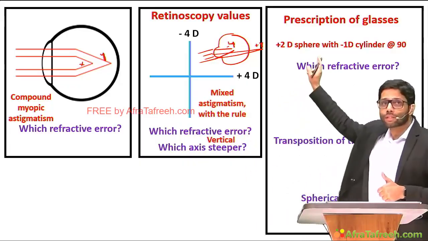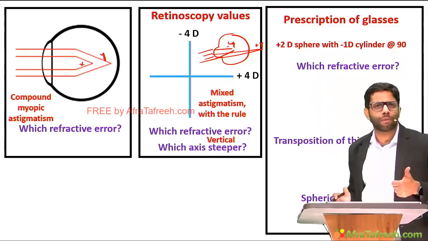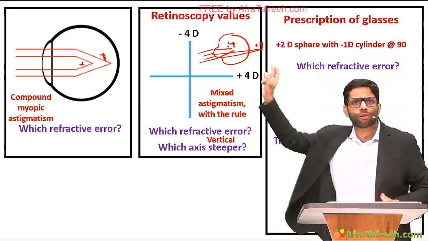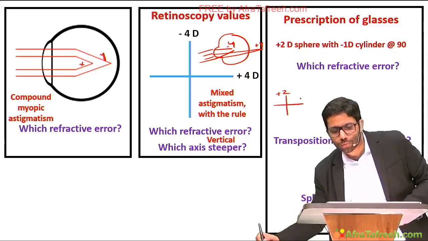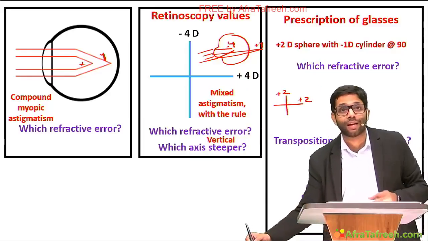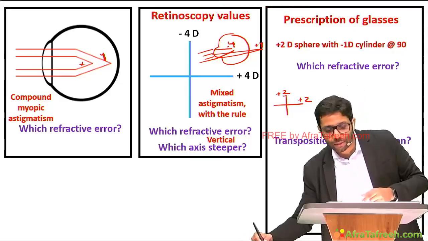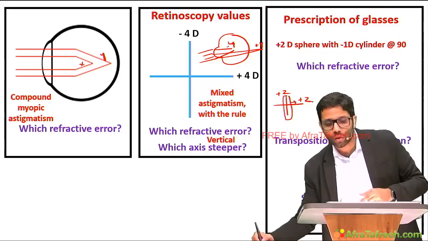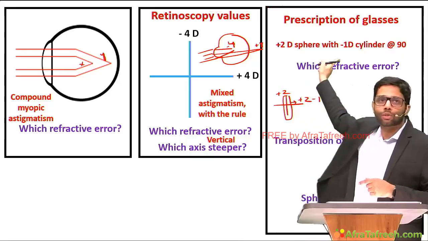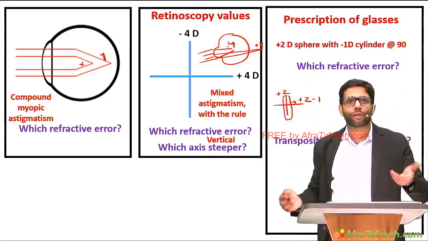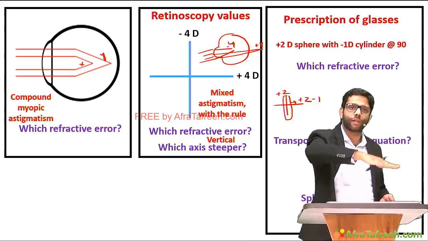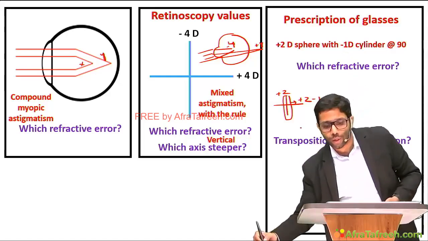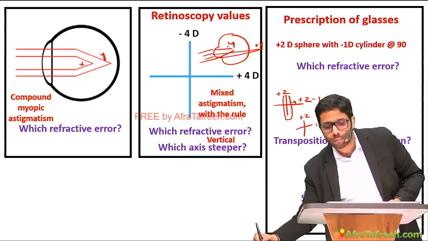Now if you get a prescription of glasses like this, by simple mathematics and English you can solve. What is the meaning of the word spherical? +2 diopter sphere means +2 is working in both the axes, and -1 cylinder at 90 means it is kept at 90 degrees, so it is working in horizontal. How much? -1. Now do the maths. Spherical means it is working in all the axes. Cylinder property: you kept it at 90, it will work in horizontal and vice versa. So it becomes +2 and +1.